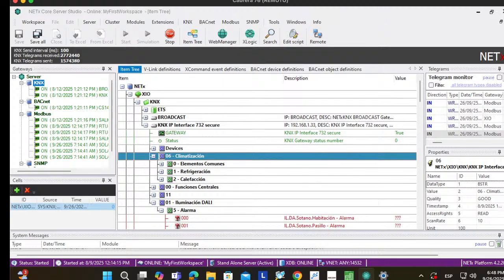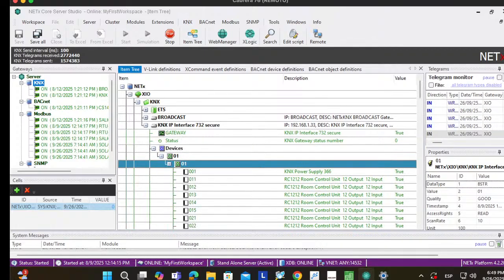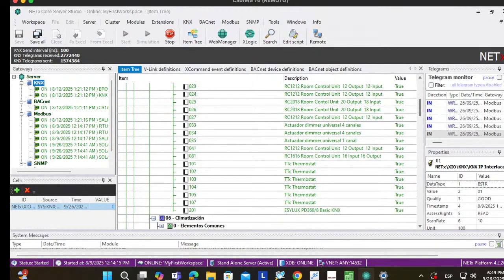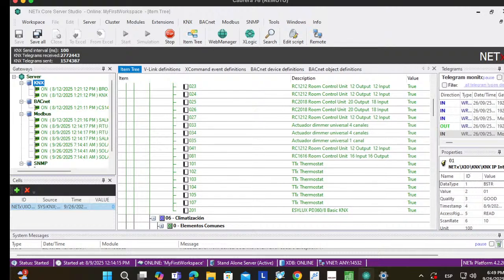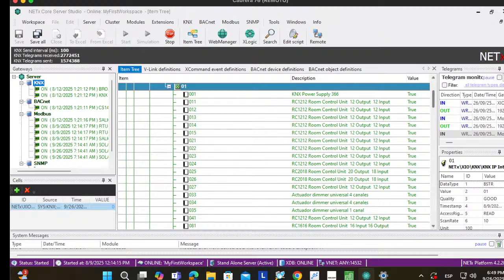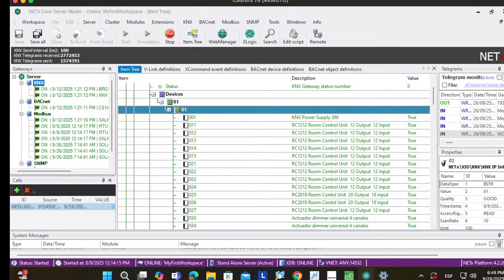So for instance, in this IP gateway, I can control all these devices. These are the devices, 1.1. All these devices: room controllers, power supplies, all these devices. As you can see, I can see the value true. True means they are alive. That's useful because I can generate an alarm: if a device is not up, send an email. This is useful, and for free, I mean, including the BMS. This is one of the things I can do with a BMS.